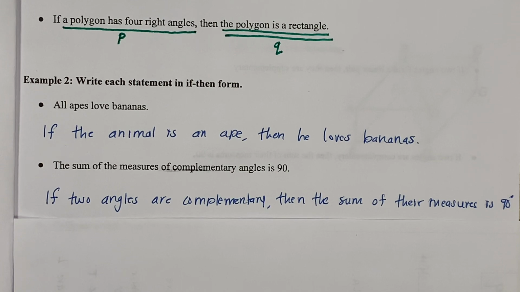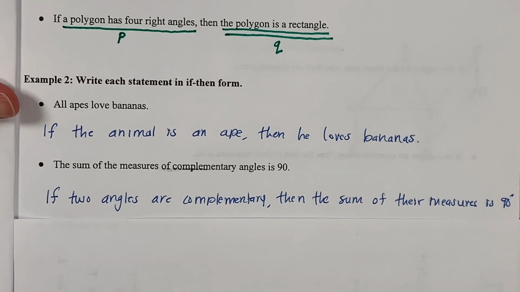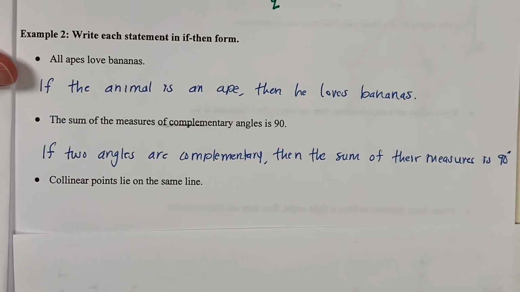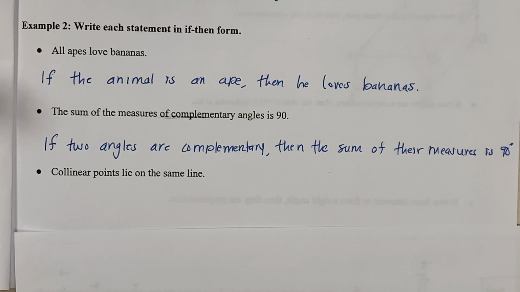I would like for you to pause the video and try the last one. We have collinear points lie on the same line. Can you write this definition in if-then form as a conditional statement? So pause the video, try it, and then when you're ready, hit play, and I'll go through the problem with you.